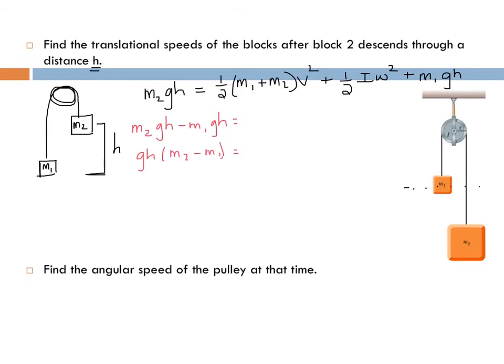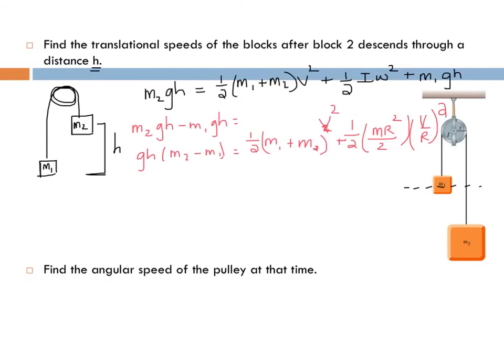On the right-hand side, we see that we can replace our moment of inertia with the moment of inertia of a disk, which is mr squared over 2. And omega can be replaced with v over r, and make sure that value is squared. So really, this just needs to be cleaned up. This is a velocity squared here.